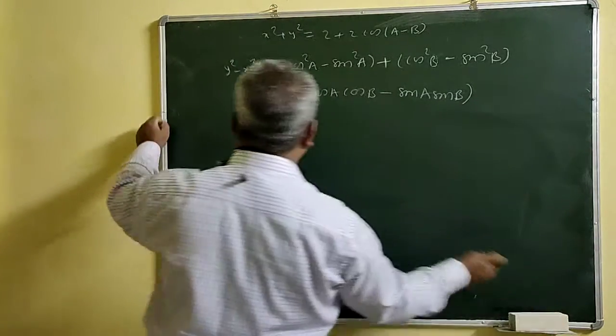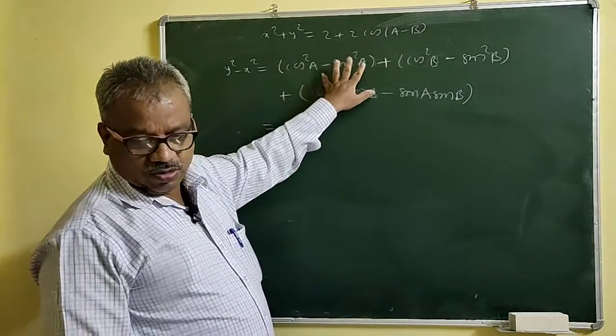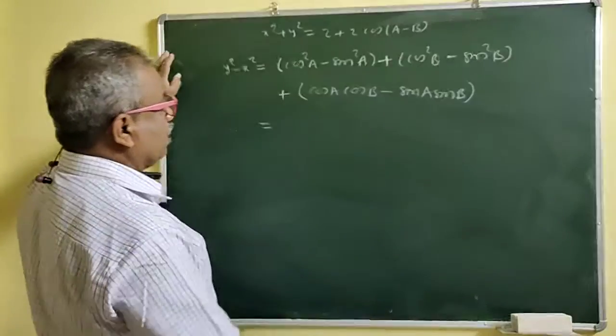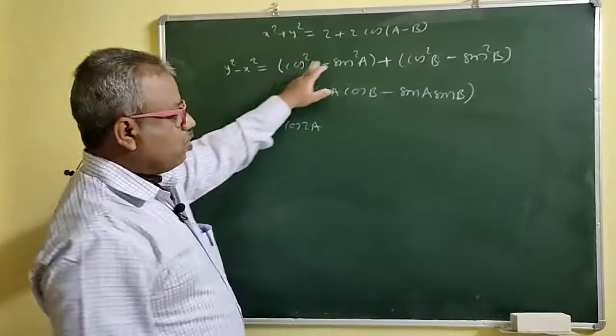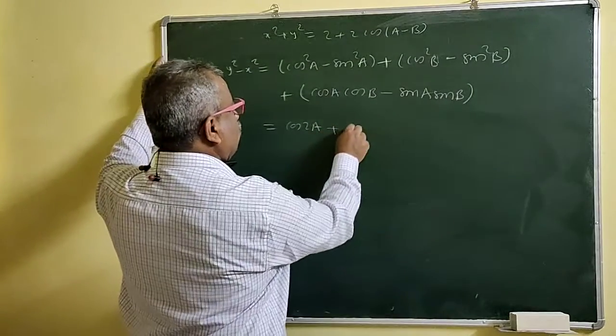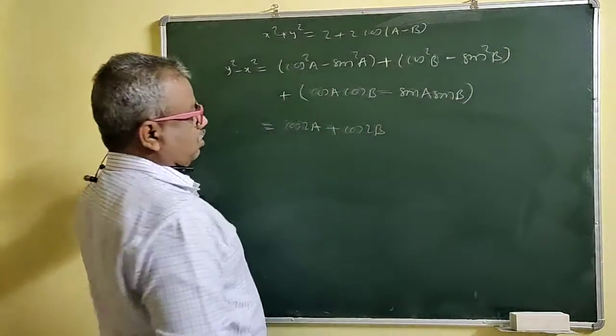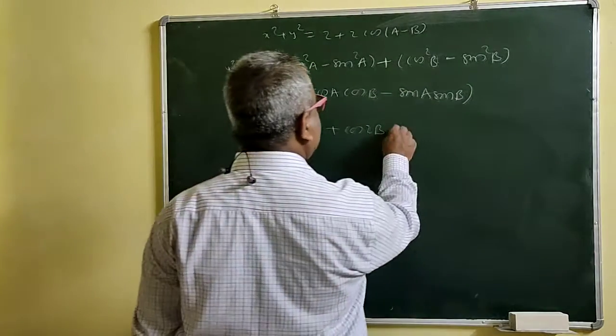So now we will apply this formula. This is the advanced formula. We have to prove this next time, but we will write it here. This is the formula for cos 2A. Here we will write cos 2A plus cos 2B. This is the formula for cos 2B, the double of the angle. That we will see later on.